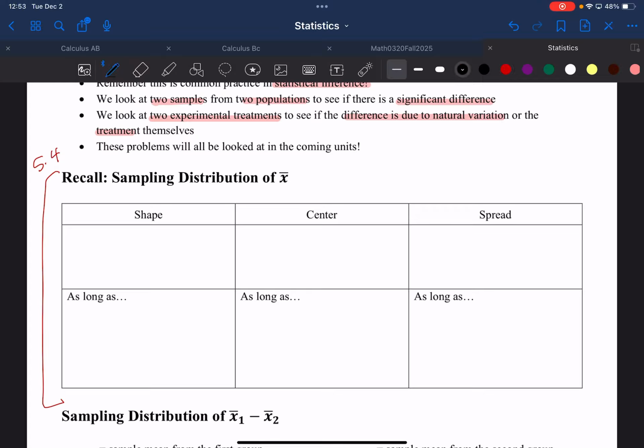So recall that we still want the shape to be approximately normal. That is always the goal. No matter which distribution or sampling distribution we're working with, we always want approximately normal because that's going to be the easiest one to find our data for using the normal distribution on Desmos. Okay, this is going to be true as long as what condition is met, because this condition changed in the last notes.